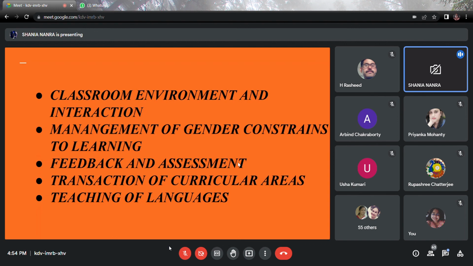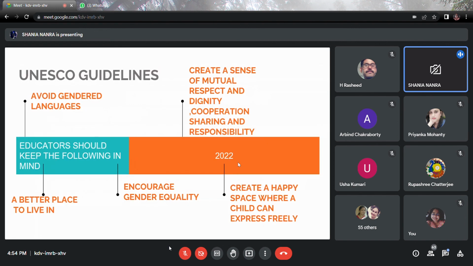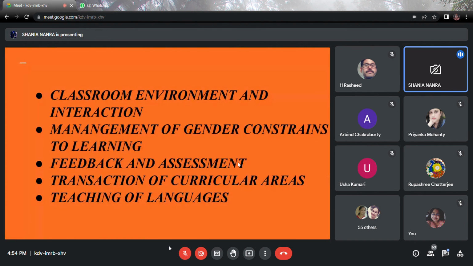Then the teaching language. It's very important to focus on the teaching language. You should never use "tum ladki hoke aisa karogi, tum ladke hoke pass nahi hue." These are all sentences we use in schools. They're frequently used. We must not use them. They would think of themselves as beneath someone.